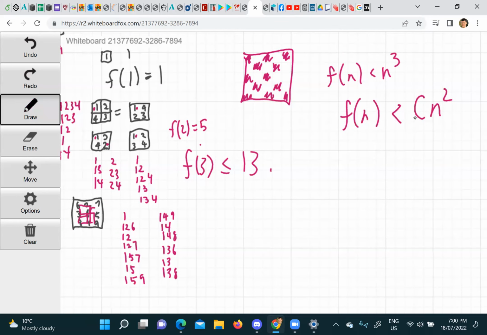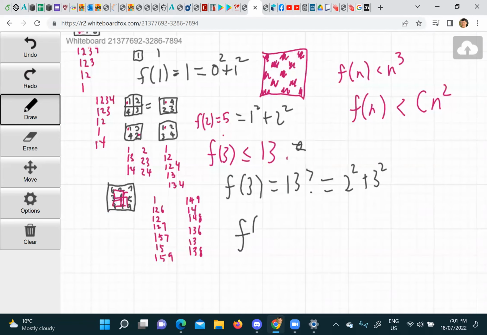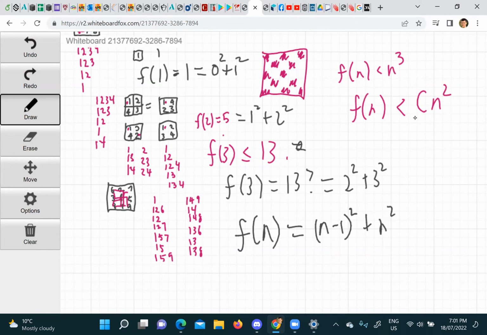And so then we took a bit of a leap of faith and said, well, what if f of 3 was 13? Okay. Then what kind of pattern is this? So we got that 1 is actually 0 squared plus 1 squared. 5 is 1 squared plus 2 squared. 13 is actually 2 squared plus 3 squared, right? And so a sort of a conjecture was that f of n was n minus 1 squared plus n squared, right?